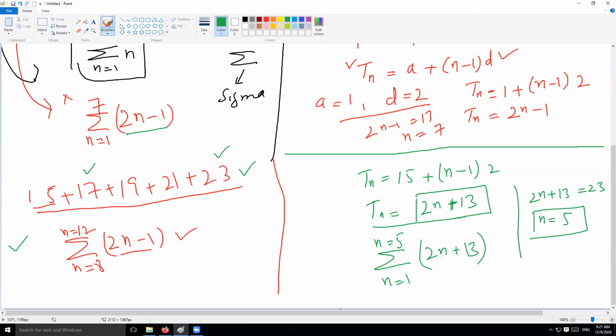If you substitute n equal to 1, you're going to get 2 plus 13, which is 15. And if you substitute n equal to 5, you're going to get 2 times 5, 10, plus 13, which is 23. So you see that all of these terms can be recovered through this sum. In fact, you can start this sum from anywhere you like.